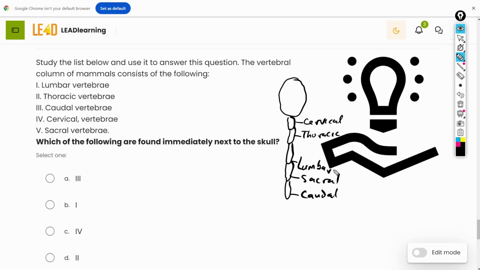So now, looking at this scheme, it means that immediately next to the skull is the cervical vertebra. That is the set of bones found on the neck, so that the skull comfortably rests on the neck. So our correct answer is cervical vertebra, which is labeled 4 here. So if we check our options, cervical vertebra, which is Roman numeral 4, is option C. That's our correct answer.